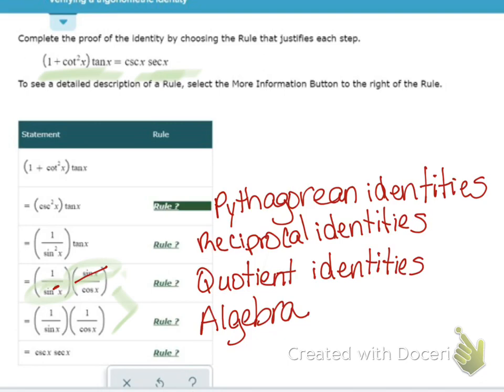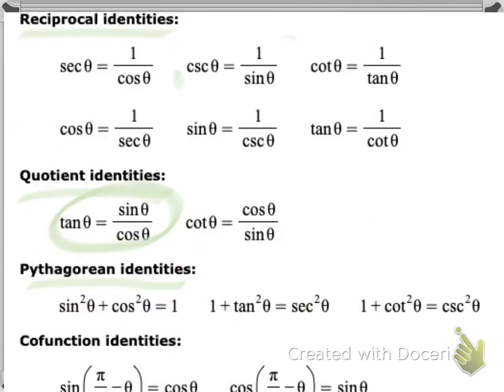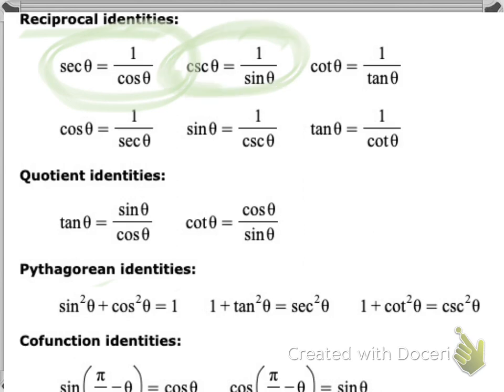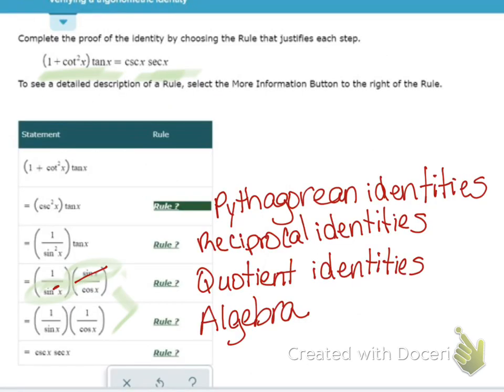Now I have 1 over sine x and 1 over cosine x. And if I look at my reciprocals, 1 over sine x, where is 1 over sine? Here's 1 over sine x. That is cosecant theta. And then I have 1 over cosine theta, and that is secant theta. So these two right here, I am substituting in for that last part. And so the part that I'm using to go from this step to this step is my reciprocal properties, or my reciprocal identities.